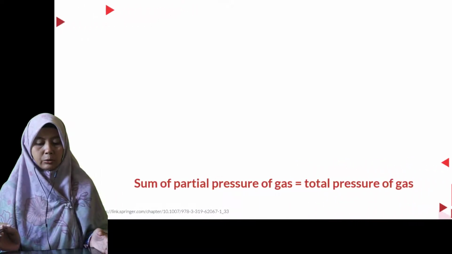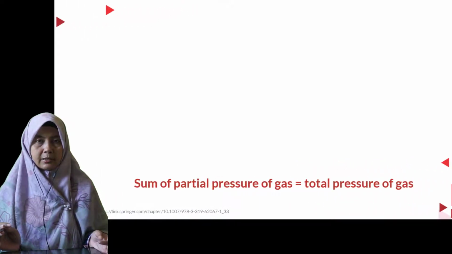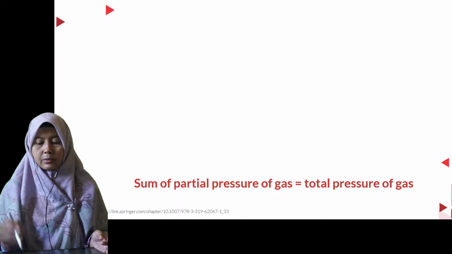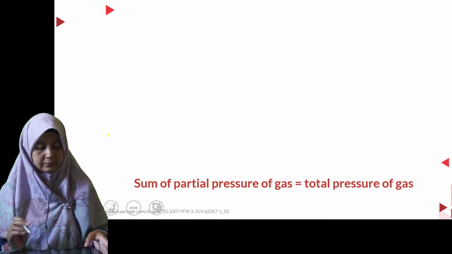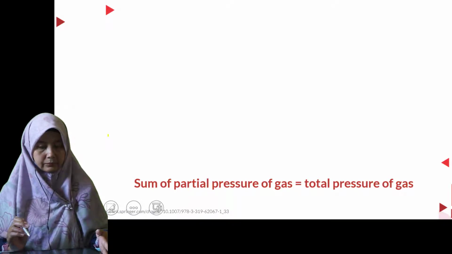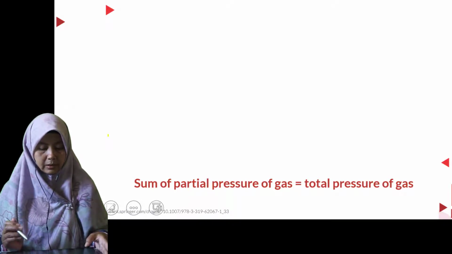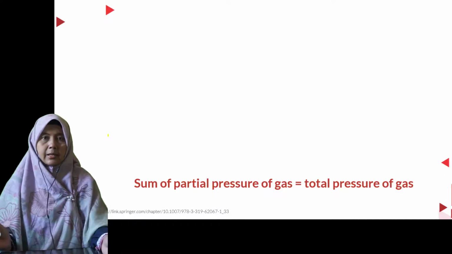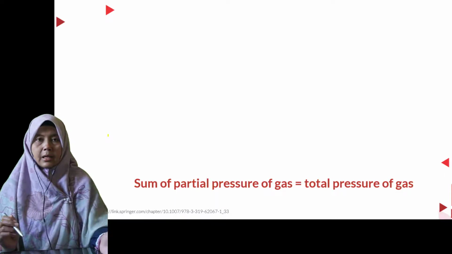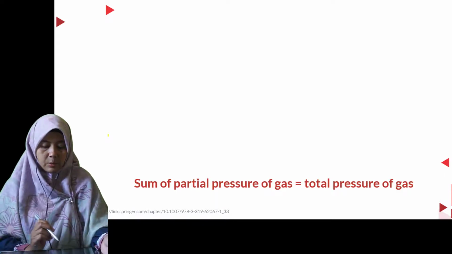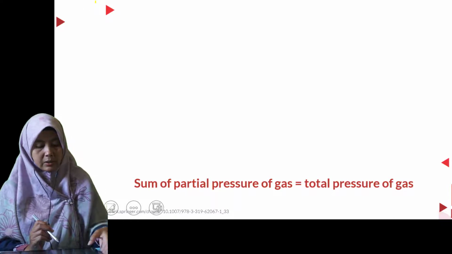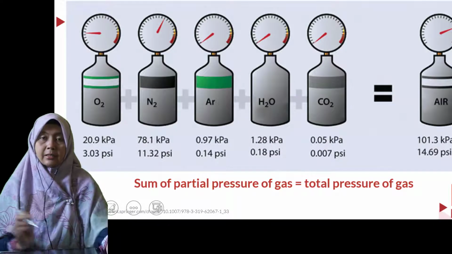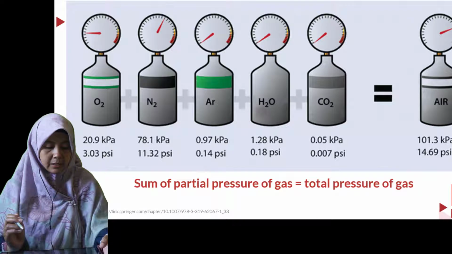Now, let's go to the law of ideal gas. As we can see, Dalton's expression about the ideal gas is that the sum of the partial pressures of the gases is equal to the total pressure of the gas, which is shown here.